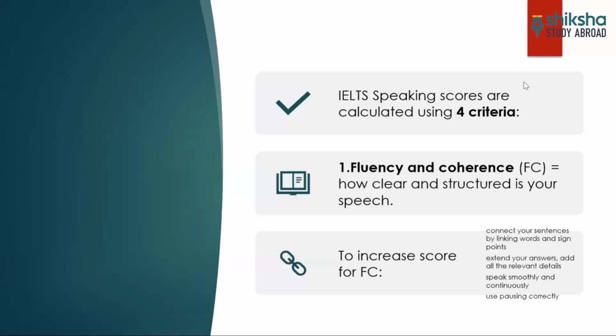All right. Coming to IELTS speaking scores, how they are calculated using 4 criteria again. The first criteria of the speaking score is fluency and coherence, also known as FC. That means how clear and structured is your speech. If you want to increase your score for FC, connect your sentences by linking words and signpoints. Extend your answers, add all the relevant details, speak smoothly and continuously, and use pausing correctly.